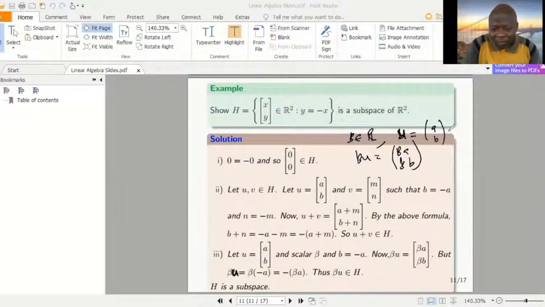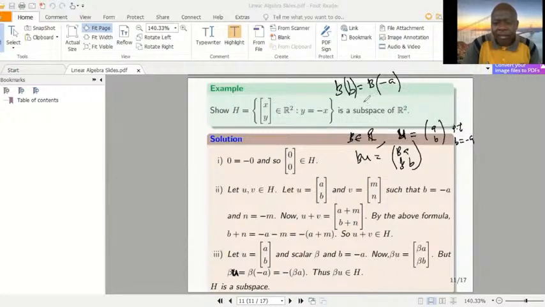And look at this. This one is such that B is negative N. For this one to be a vector in H, B must be equal to negative N. Now, can I show that beta times B is negative times beta times N? This is the same as beta, just like that. What is B? B is negative N.